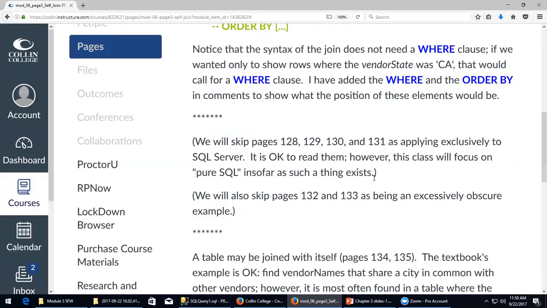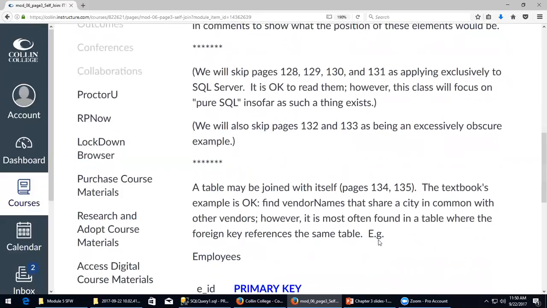Textbook's example is okay. Find vendor names that share a city in common with other vendors. Okay, so I want to find pairs of vendors that live in the same city. That's a common thing to do.